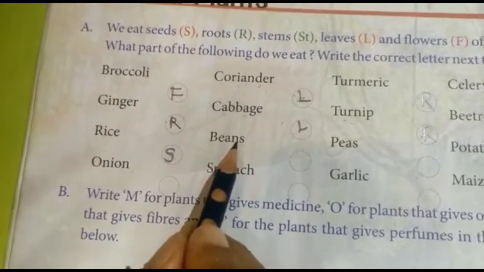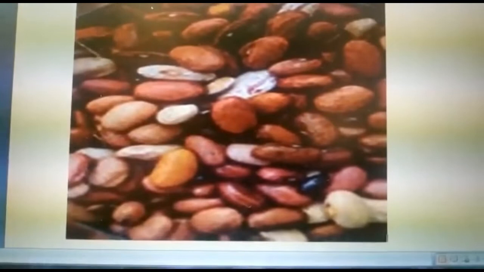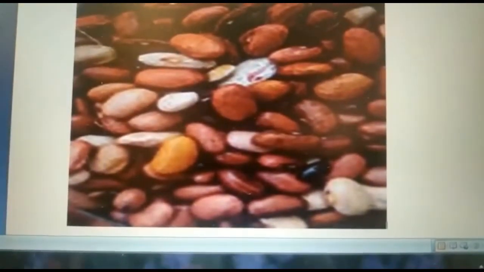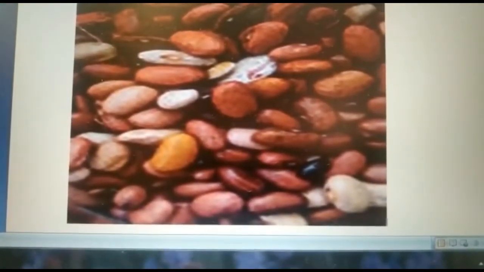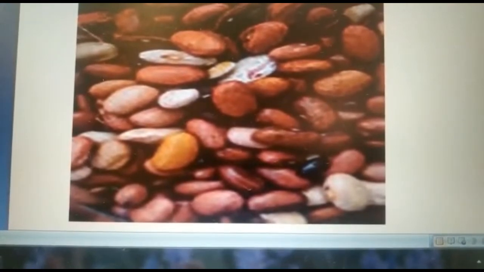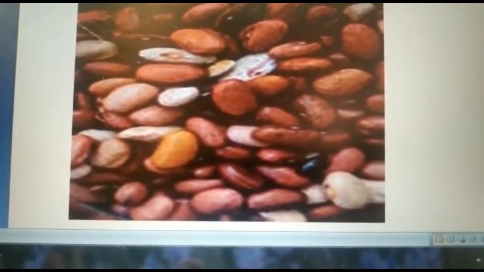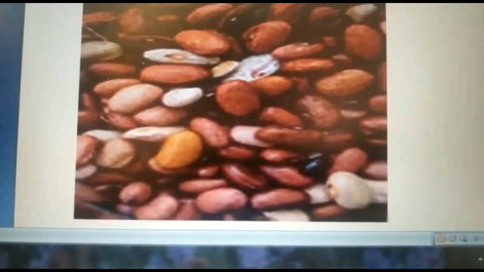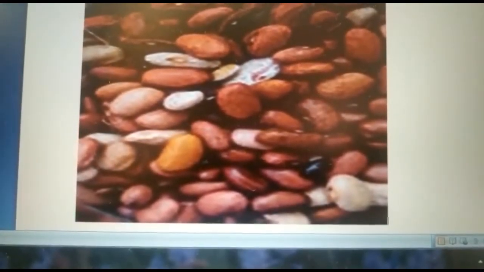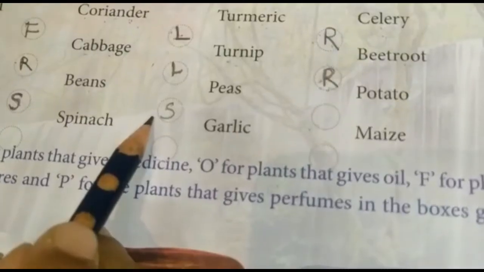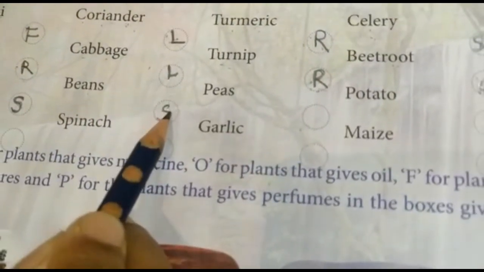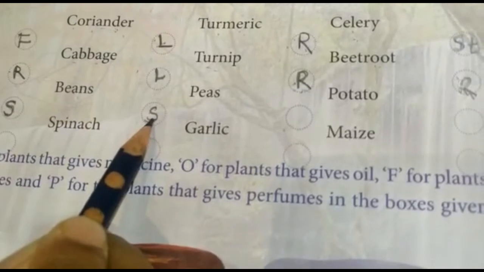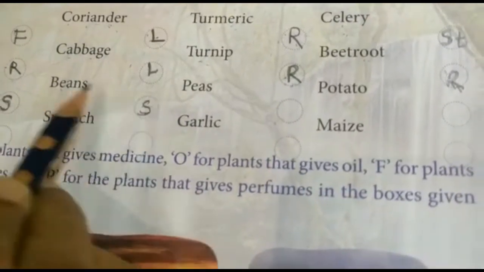Next is what? Beans. These are beans. Beans also look like what? It looks like seed, isn't it? So we will write S after the word beans, and this is very good for your health as protein. It has a lot of proteins. So we write S for seed just after the word beans.